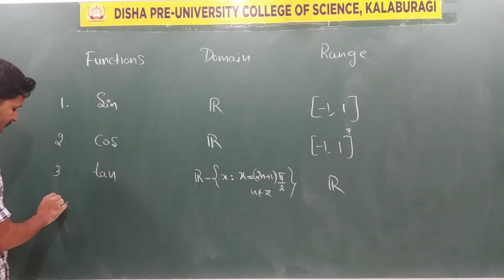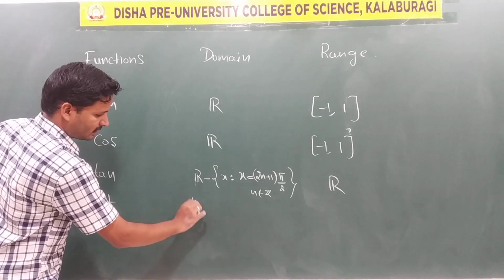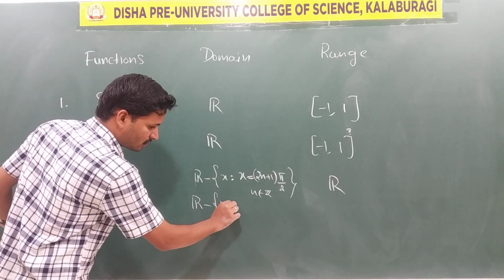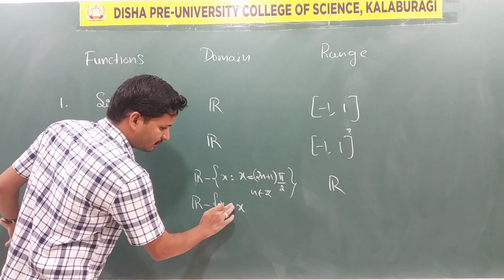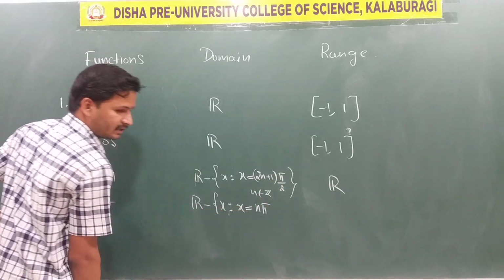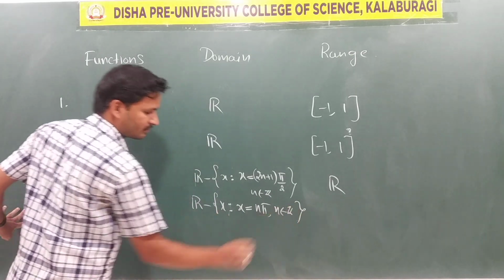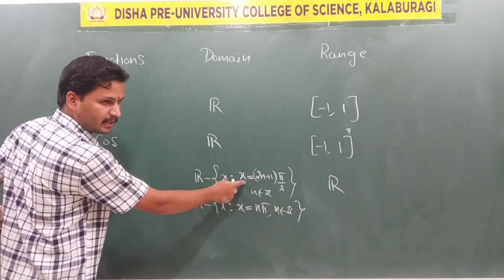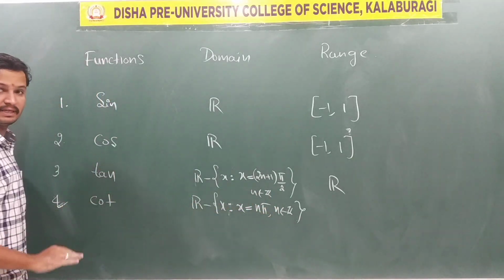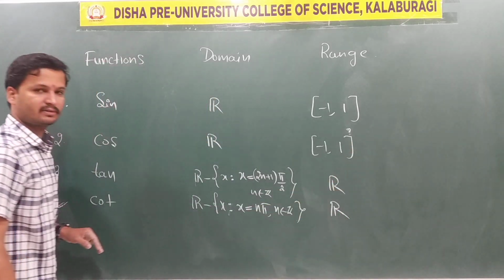And the fourth one is the cot function, whose domain is the entire real number system except those values which are equal to nπ, that is multiples of π, where n is an integer. Here the excluded angles are multiples of π, while for tan they were odd multiples of π/2. And the range is also the entire real number system.